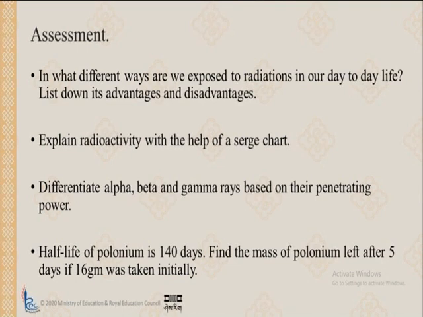The last one is related to half-life. The half-life of polonium is 140 days. So, T half is given. Find the mass of polonium left. That means you have to find N here after 5 days. What is 5 days? It is the time taken, it is time, and if 16 gram was taken initially, that 16 gram becomes the initial concentration. You have to find the final concentration and the other two pieces of information are given. The half-life is given and T is given.